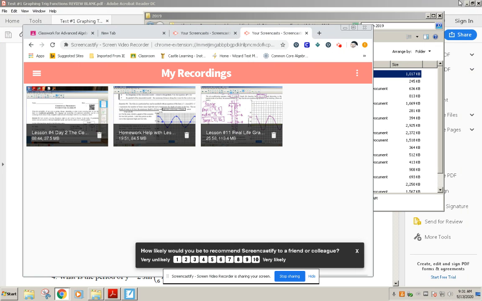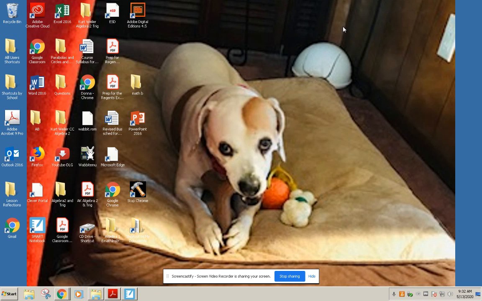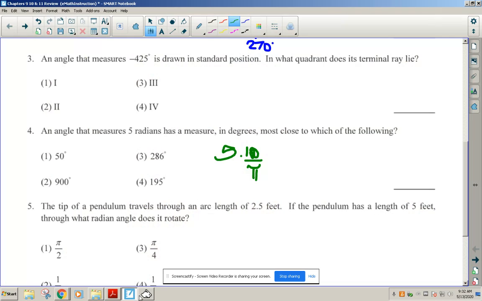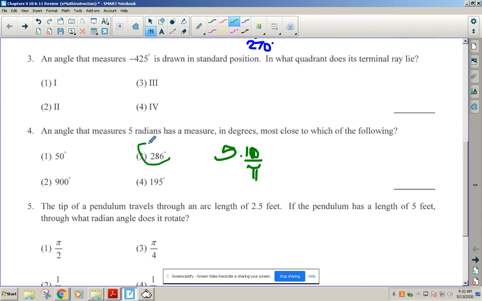So any calculator will do on these now. Let me just find my calculator on this busy screen that I have. All right, here it is. All right, back to here. So now what I'm going to do is have 5 times 180, get an answer 900, but now I have to divide that by pi. And there I am, roughly 286 degrees, number 3.